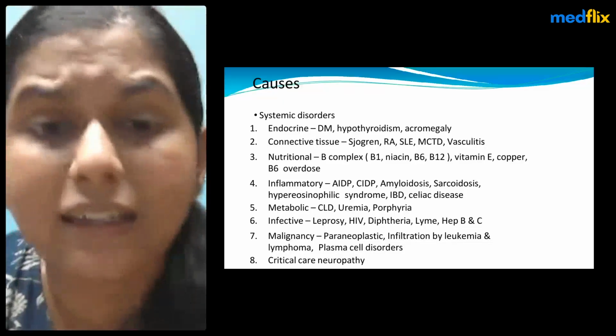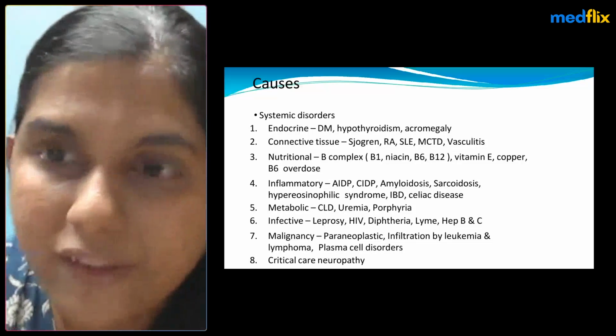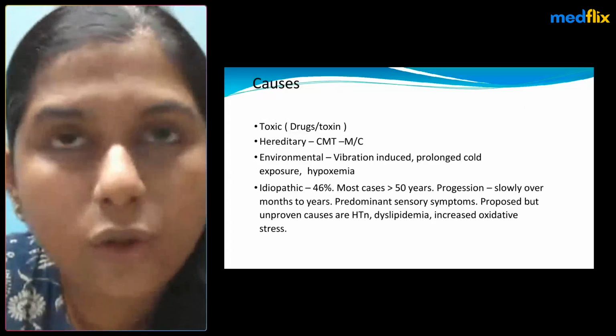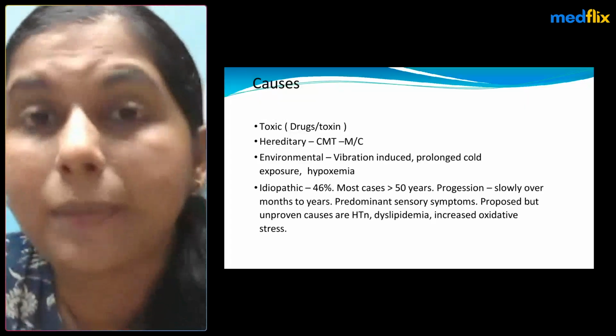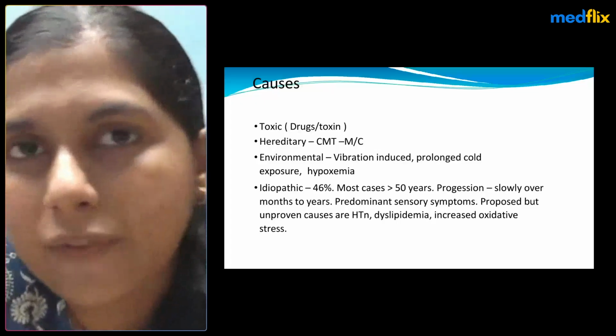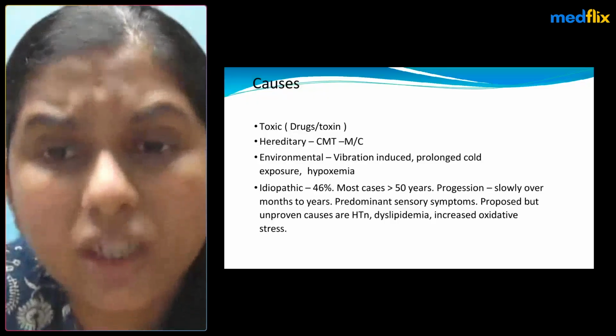Again, however, is descending in nature. Malignancy, which is paraneoplastic or by direct infiltration, and critical care neuropathy. Toxins, again, a whole lot of toxins can cause it. I'll discuss briefly about them later. Hereditary neuropathy, the most commonly what we are familiar with, the Charcot-Marie-Tooth. Environmental, vibration-induced occupational exposure, and idiopathic.